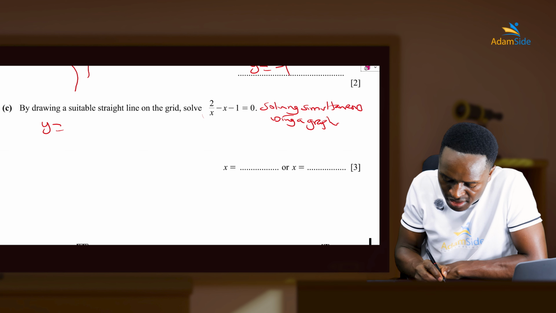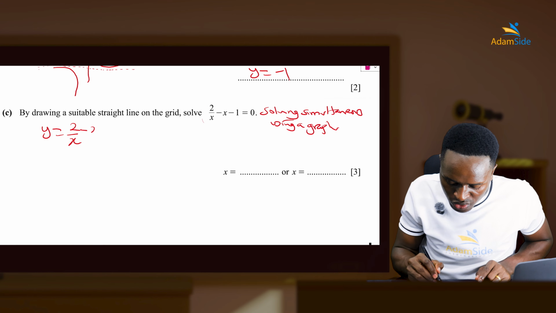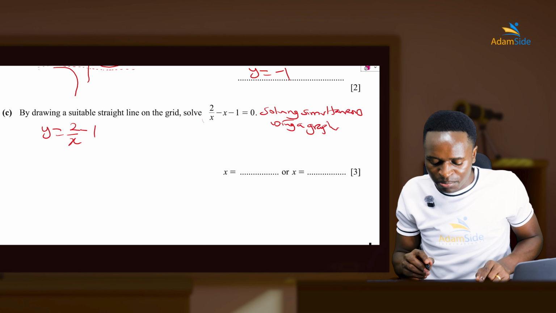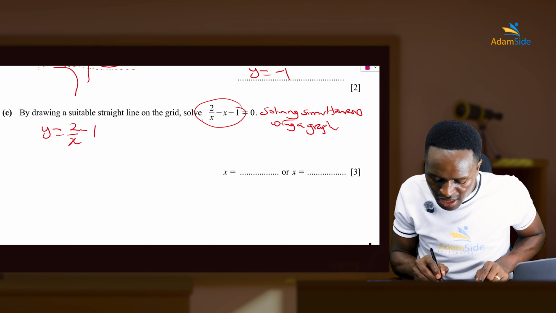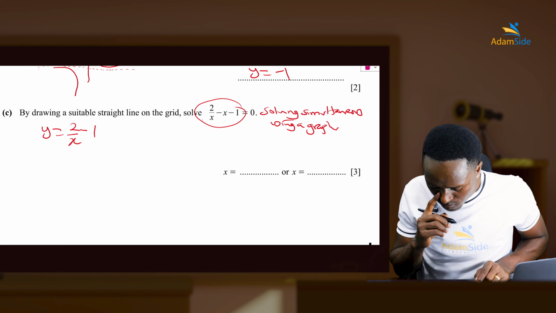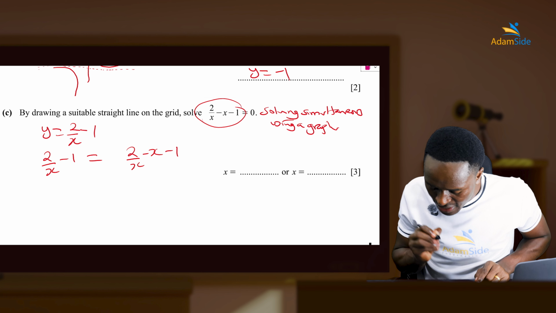So we have y is equal to 2 over x minus x. If you go back to the graph on top, our curve is y is equal to 2 over x minus 1. But here we have a question that we need to solve. This is our graph. Now we understand that they are both y equations. So we have 2 over x minus 1 is equal to 2 over x minus 1.